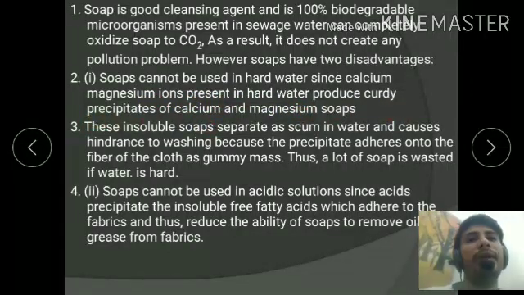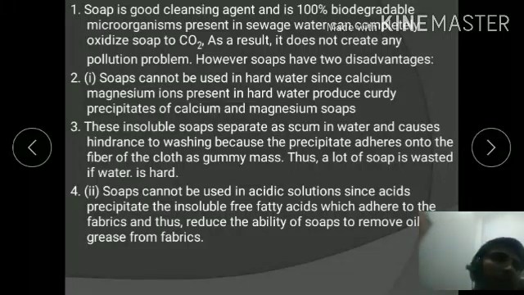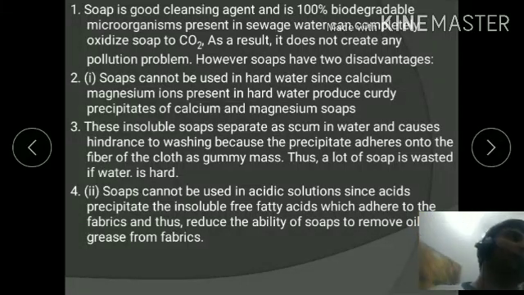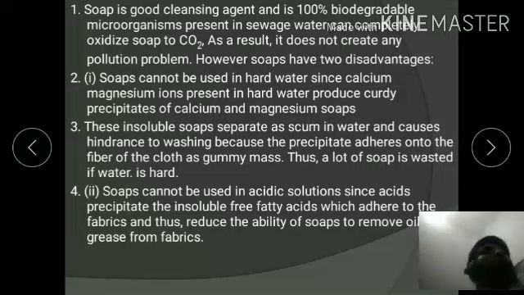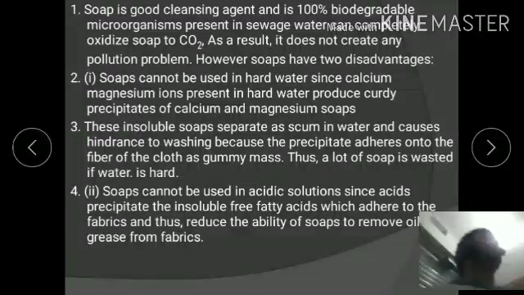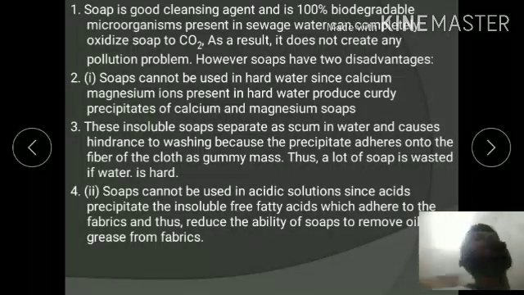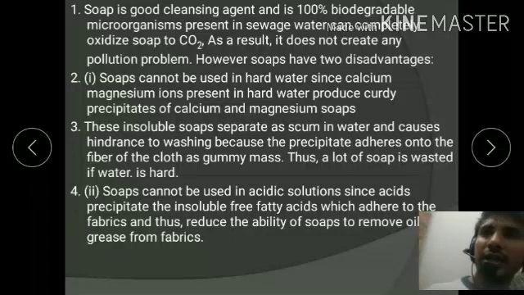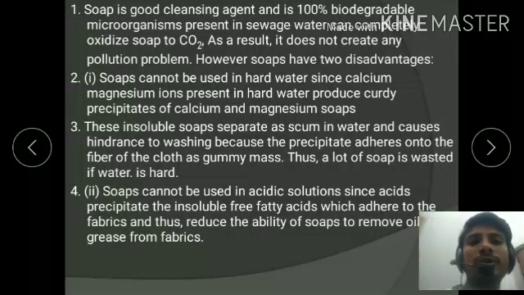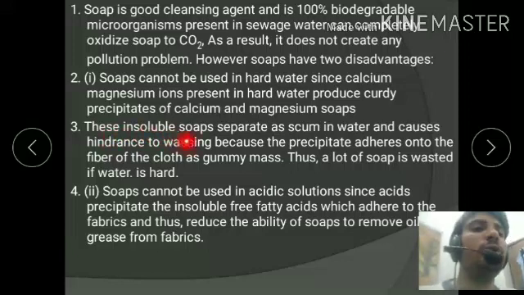A curdy precipitate forms. If you take Lux soap and add it in a glass, or put water in the mug and dissolve any kind of bathing soap in the bucket, you can see the precipitate is formed. A curdy precipitate is formed. That's why we don't use soap for the cleaning action on clothes. The second one is this insoluble soap.